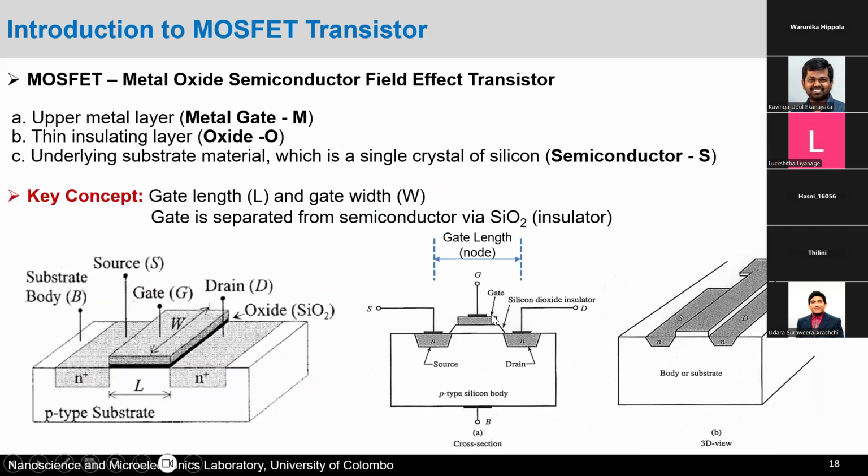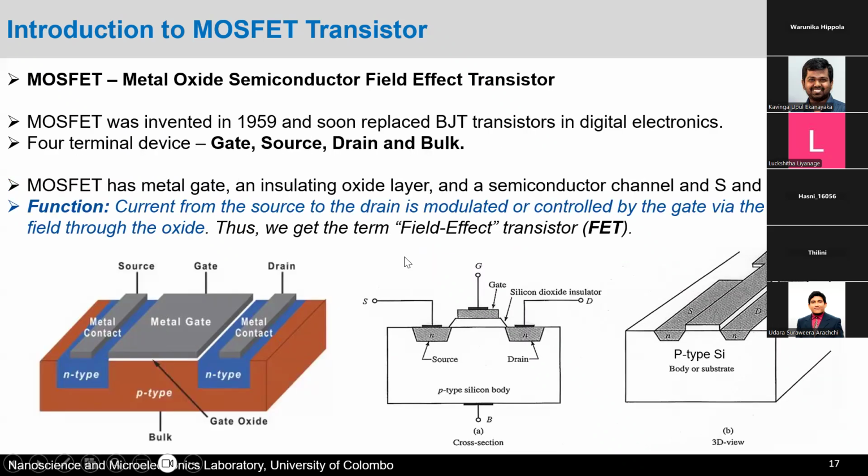The gate is usually made out of metal, and then you have the oxide, and then you have the semiconductor body, right? So that's why we call it the MOS, right? So the metal oxide semiconductor part comes from this, and then also we are trying to control the current from source to drain by applying a particular voltage to this metal gate, right?